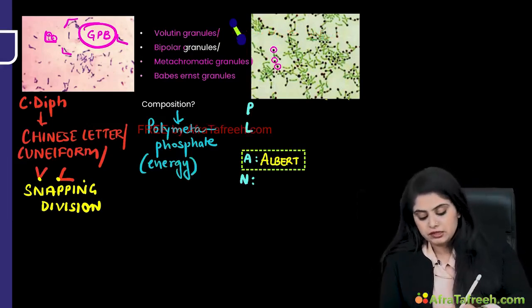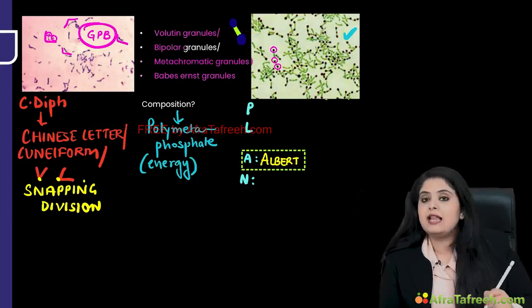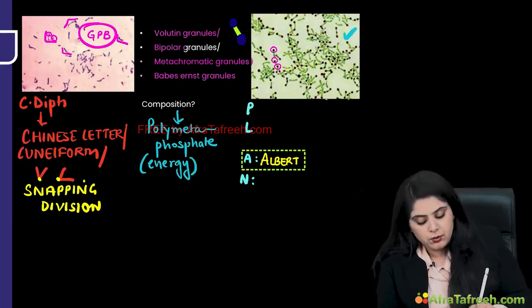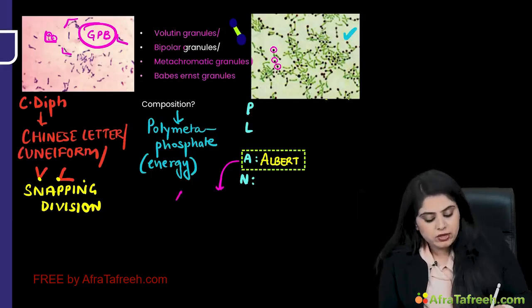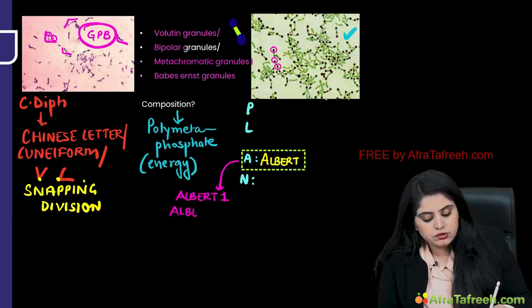So what I've used in this particular slide is the Albert stain. Now they will ask you what is the composition of the Albert stain. So there's a very simple thing. In the exam, you get 2 solutions. One is going to be Albert 1 solution, and the other one is going to be the Albert 2 solution. I'll tell you what all is added in each one of them.